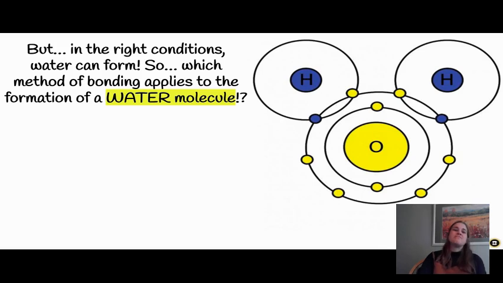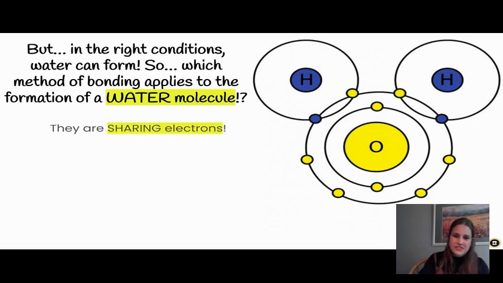So, method of bonding that applies to a water molecule. What is going on here with water? That's the whole point of this whole unit. Well, they're sharing electrons. We can see that they're two nonmetals. That's how we know it's covalent in and of itself right there.